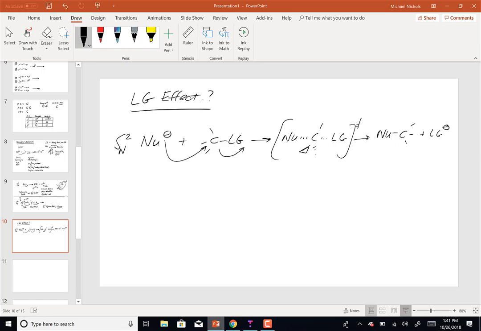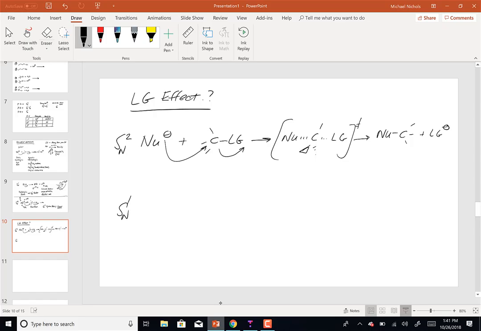Wait, this is an SN2 reaction. That's a rate determining step. It has one step. That's the rate determining step. So anything that shows up in the rate determining step is going to affect the rate. Concentration of nucleophile affects the rate. Leaving group ability affects the rate.